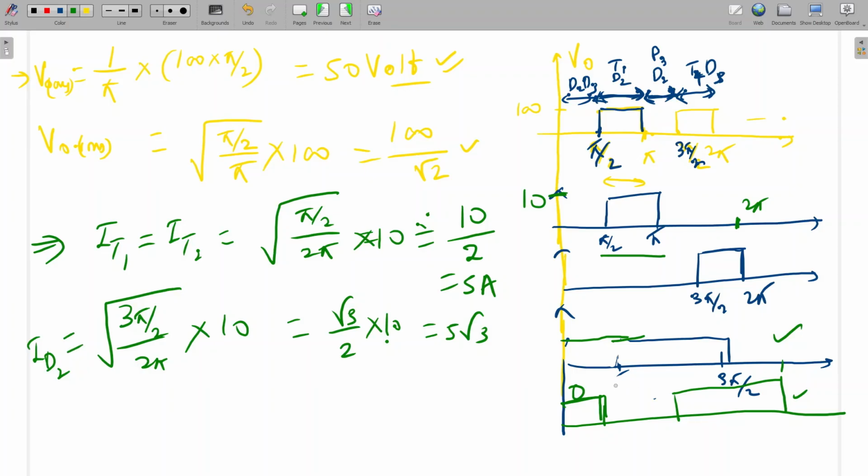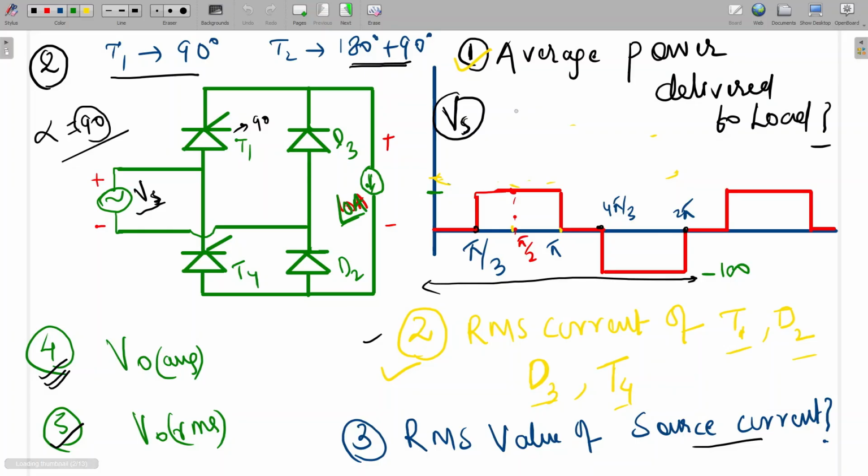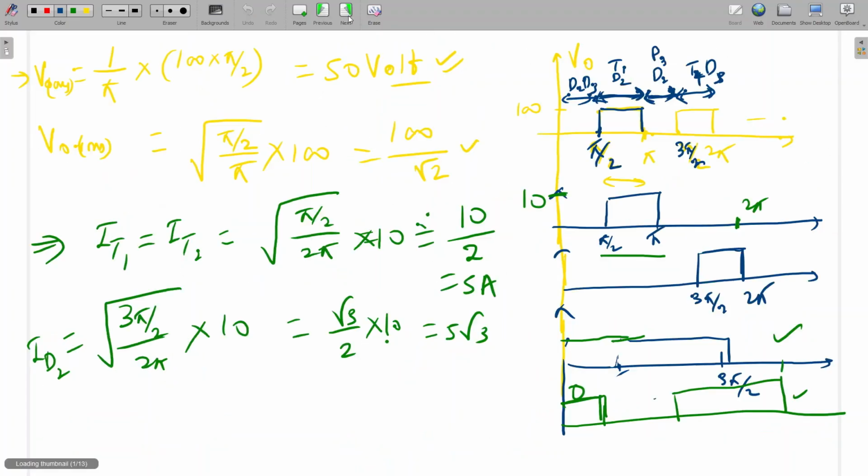Is it clear? Now I am coming to the main question, which will be the main concept in this question. What will be the average output power? This value we have to calculate. What will be the average output power delivered to the load? So how can we calculate the average of the waveform? We know the output voltage, and the average formula I have already told.